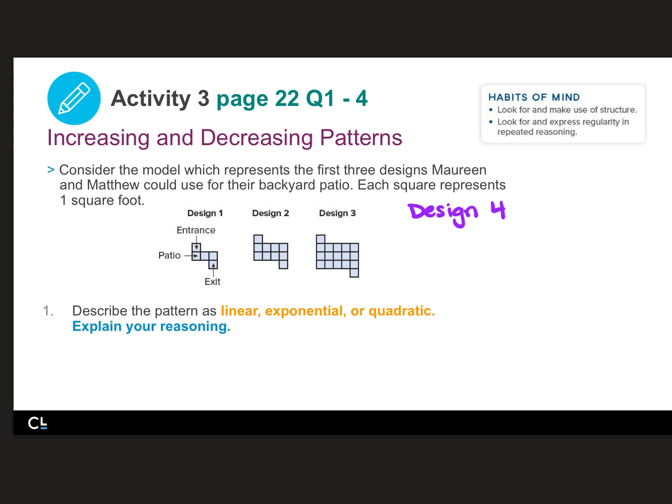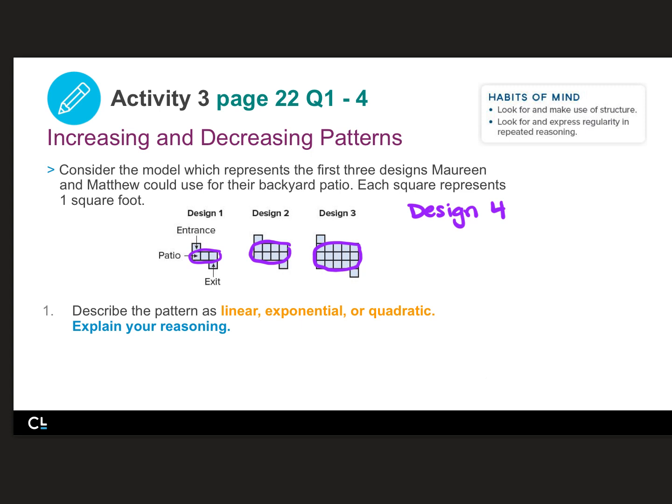Okay, if we look at the pattern on page 22, we have some patio tiles that are being used to make the patio larger. If we look at what's happening, there's kind of a change here in the middle because they have that same entrance and exit.